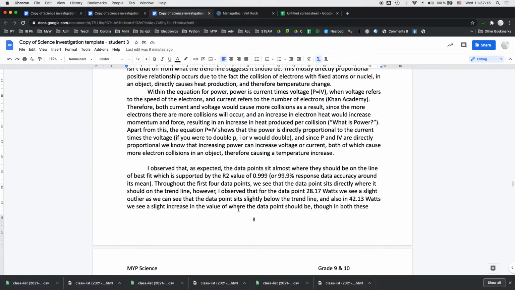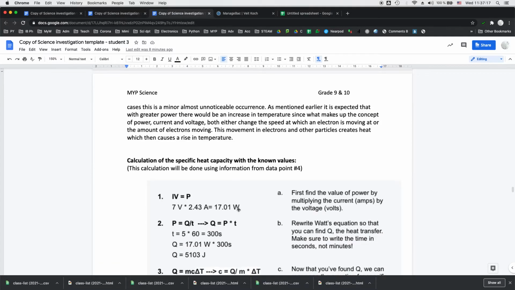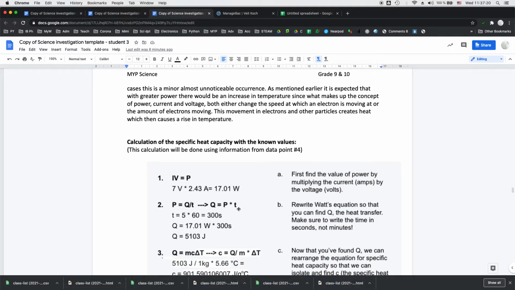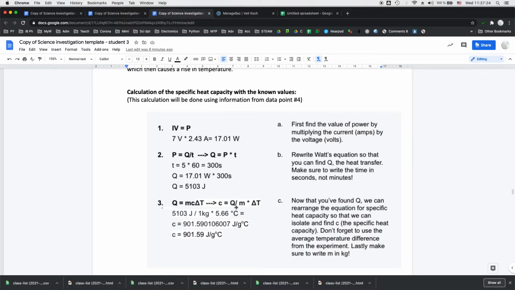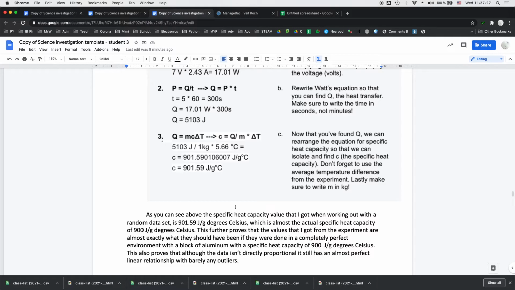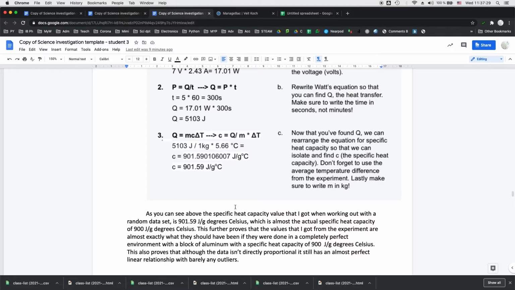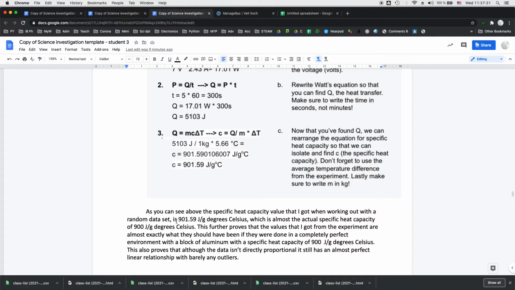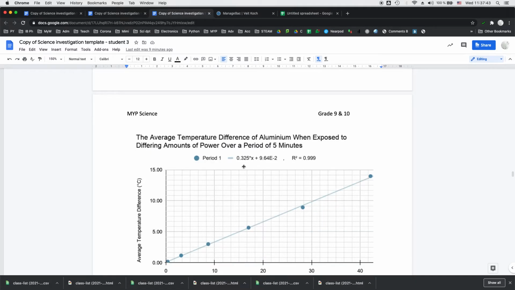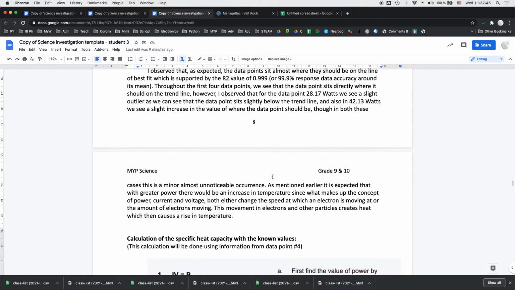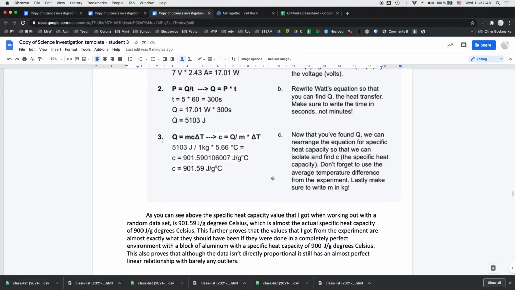And let's have a look if there's any other calculation. Oh yeah, and then there's the calculation of the specific heat capacity that has been done here. And you see that there's a comparison as well to the specific heat capacity of, I think this was aluminium, if I'm not mistaken. Yes, aluminium is what we're talking about here. So this has been very nicely done.